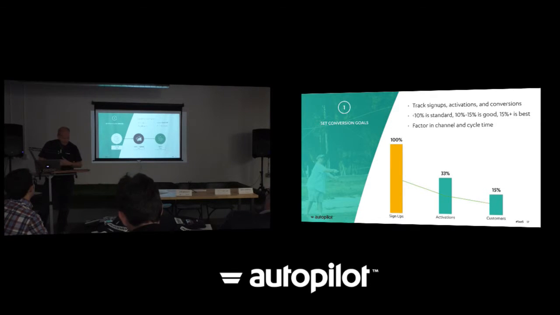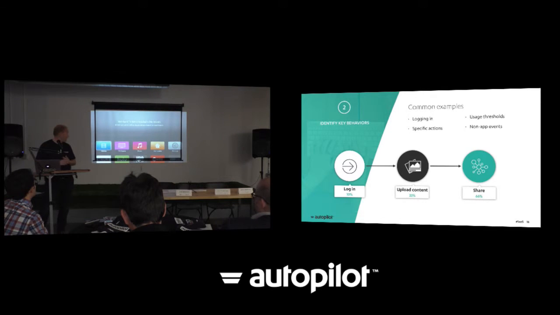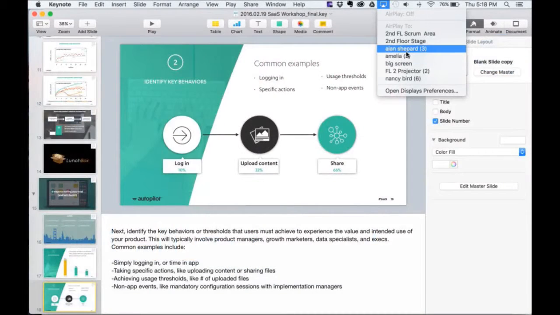Now the second key thing is identifying those key behaviors or thresholds that users need to experience, and that those who do so are going to be successful. For example, in Autopilot we might look at things like whether or not you've published a journey or added a tracking. We all have key events we want to move towards. So really mapping those out.